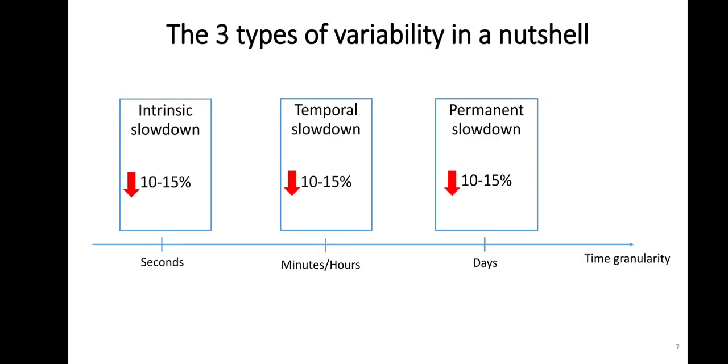The slide here is just a high-level depiction of the performance anomalies. There are 2 main takeaways here. First, each of the anomalies results in a 10-15% read throughput drop individually. Second, each of these anomalies happens at a different time scale. And these are the names we have given to each anomaly. So intrinsic slowdown occurs at the granularity of seconds, temporal slowdown at the granularity of minutes, hours, and permanent slowdown at the time granularity of days.